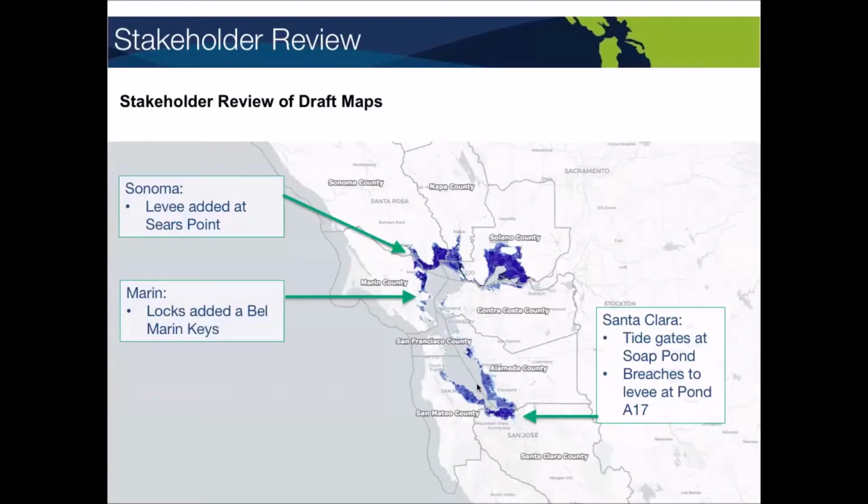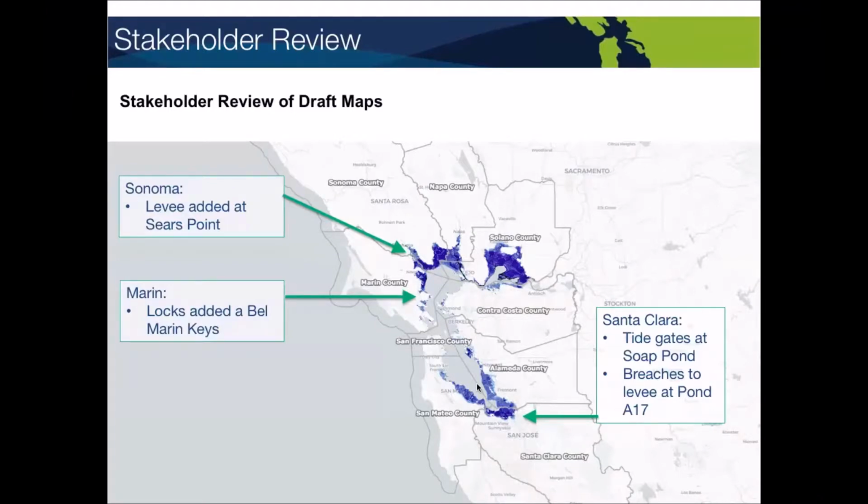So, because these maps are focused on the Bay Area, a unique feature is that we're able to reach out to stakeholders such as coastal management agencies, flood managers, land trusts, and other experts on the shoreline to help us identify details in the shoreline topography and flood control structures that are hard to identify but important to understanding the movement of water. This slide shows some examples of how stakeholder review improves the accuracy of our mapping tool.